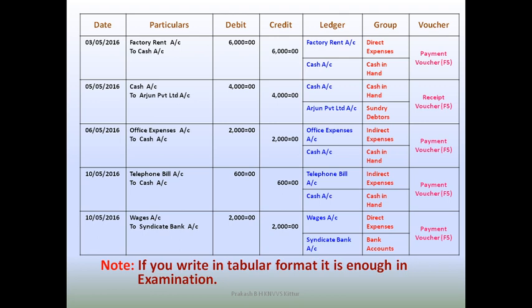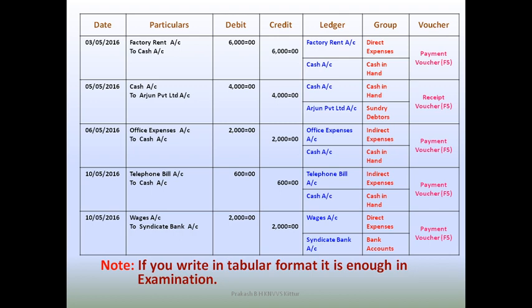On 6/5/2016, office expense account. We have purchased office equipment, or rather stationery for office purposes. Therefore, the office expense account is the ledger head, and it comes under indirect expenses. Then we made the purchase in cash. So a cash purchase is made, and the ledger head is the cash account, cash in hand. Therefore, the payment voucher is passed, because we purchased the office stationery by paying cash.